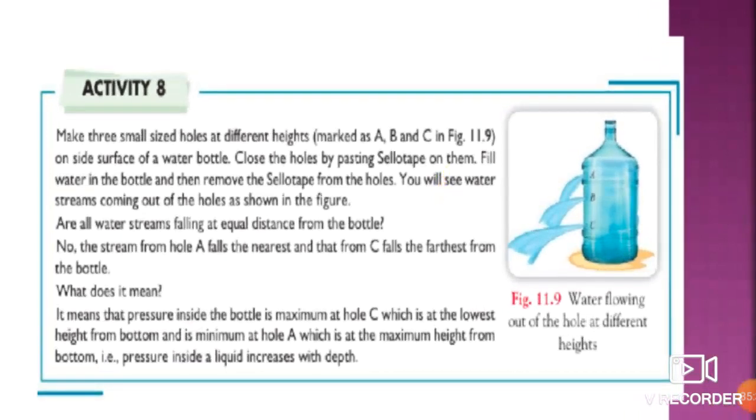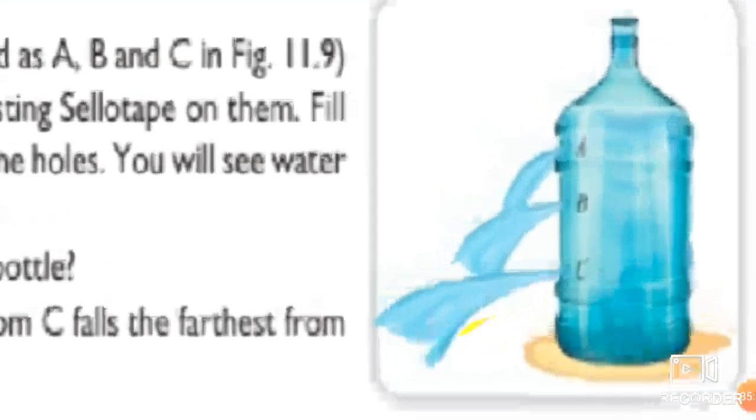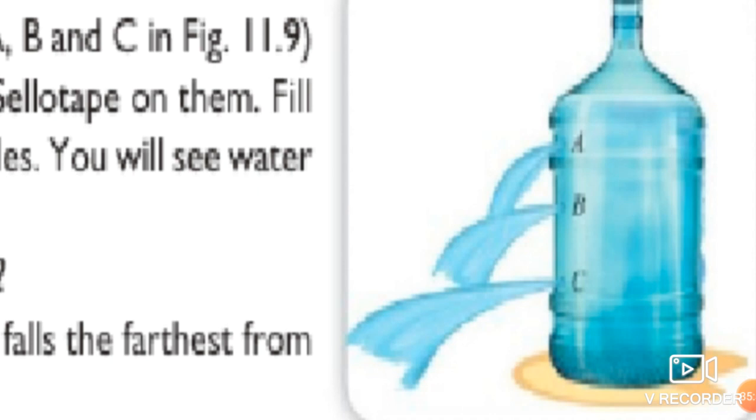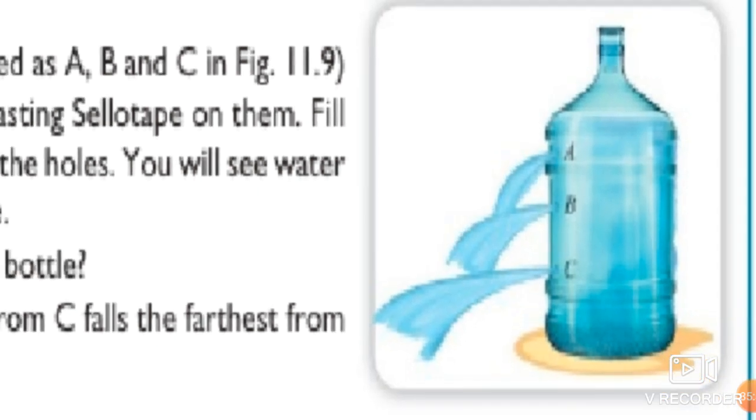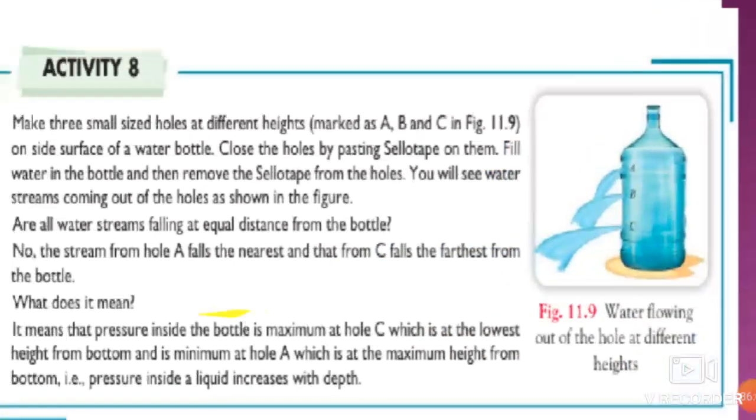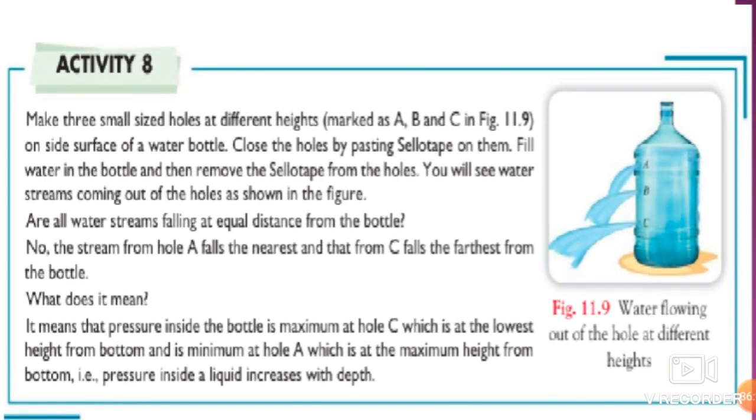Now, next one is activity number 8. What is that? Here we have to also make holes on the bottle but not at the same height. We have to make small size holes at different heights. Suppose this is mark A, then B, then C. The topmost hole is marked as A, the middle hole is marked B, the bottommost hole is marked as C, on the side surface of the water bottle.